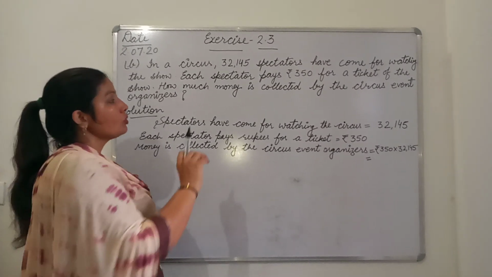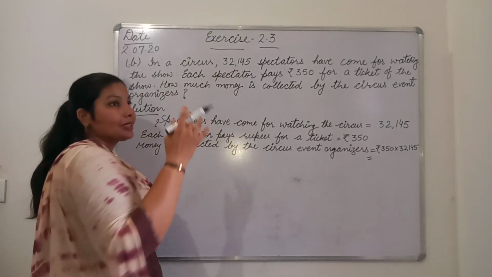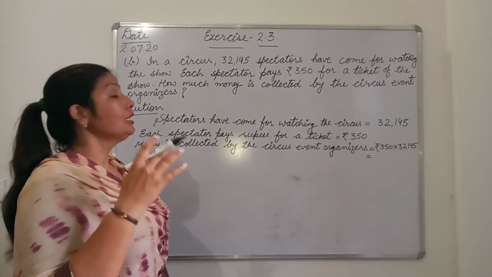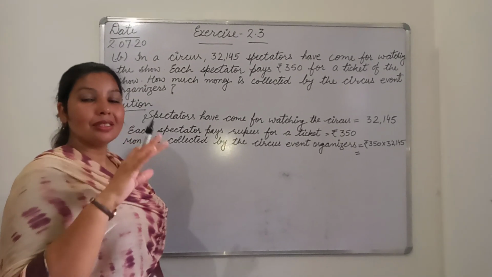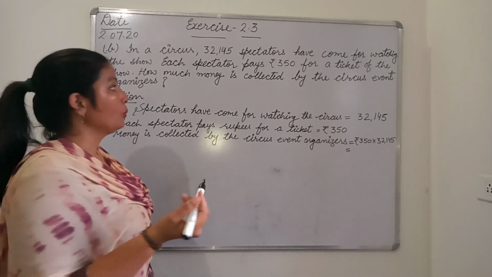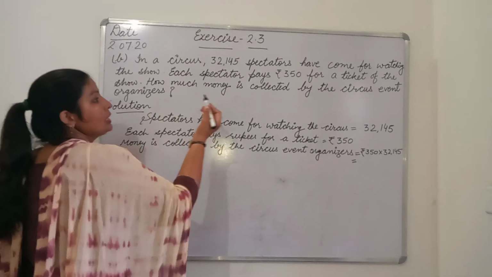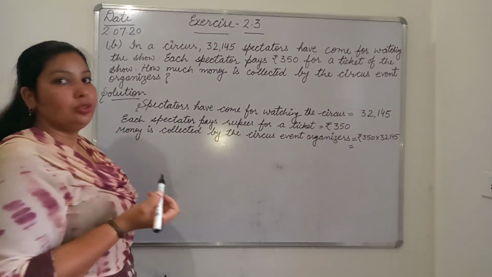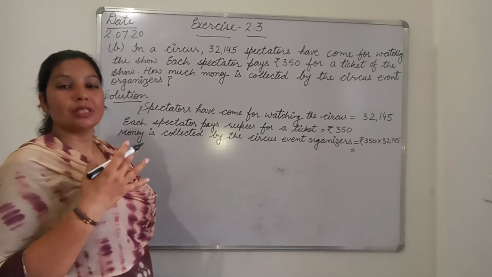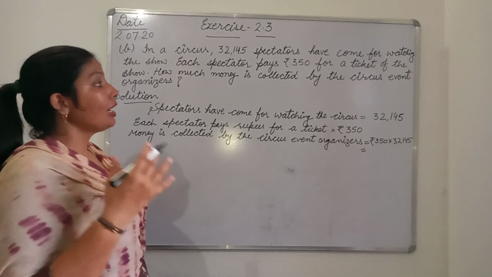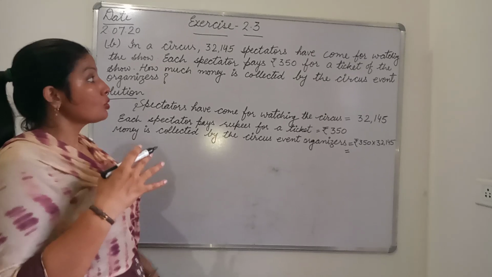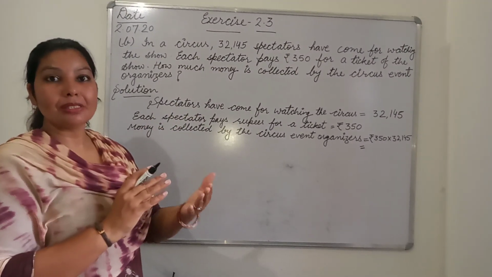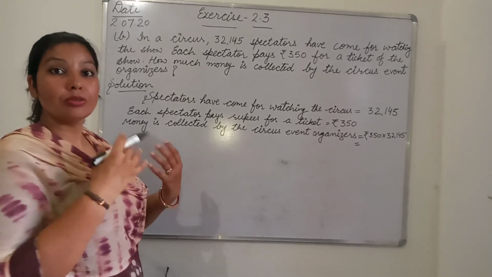Okay. So how many spectators are there? For one it is 350, so for two it is 700. In the same way, many spectators will pay many rupees. Now how much money is collected by the circus event organizer? For one person they are collecting 350, so depending on how many people come there, they will collect more rupees.